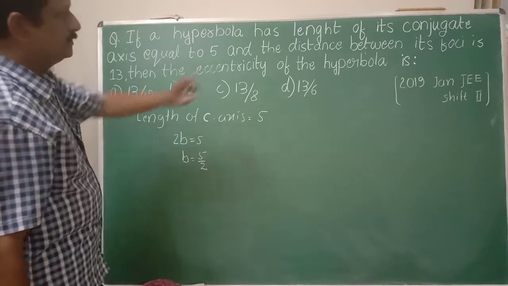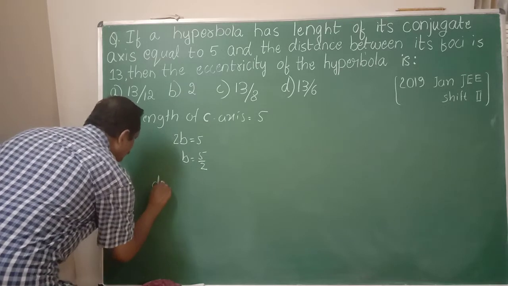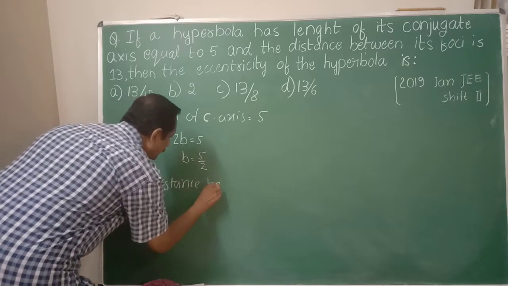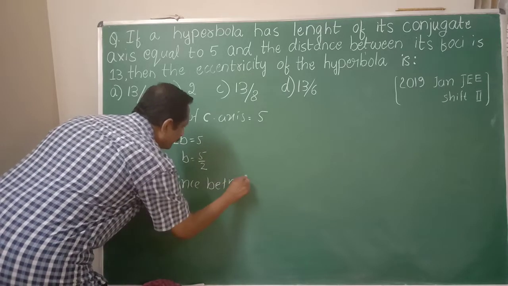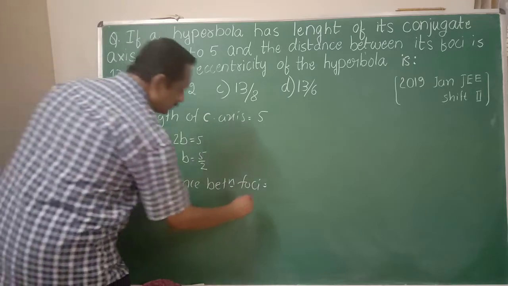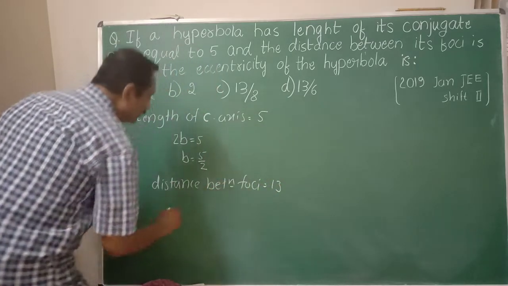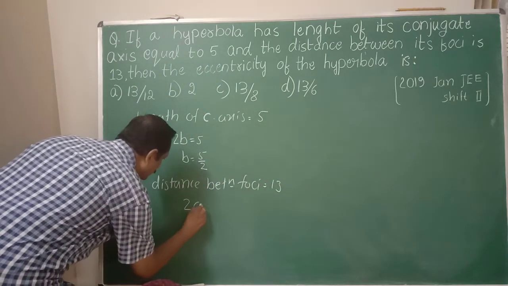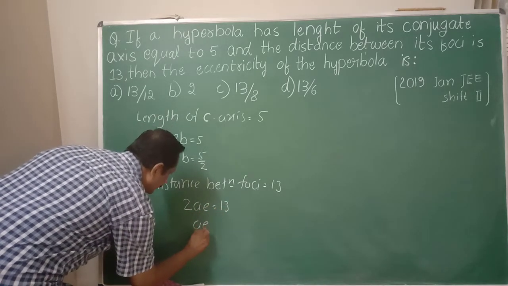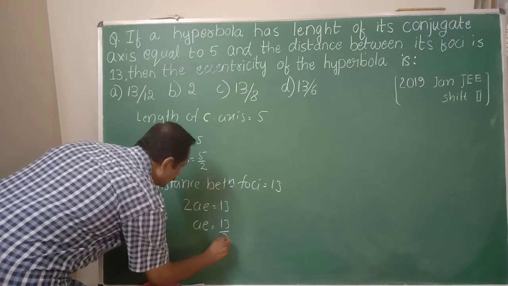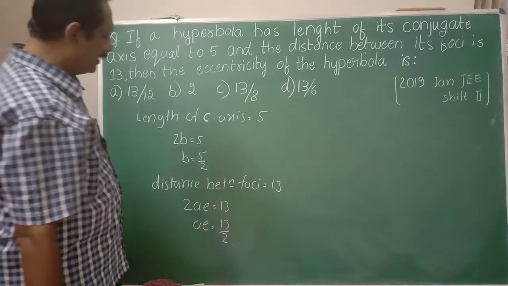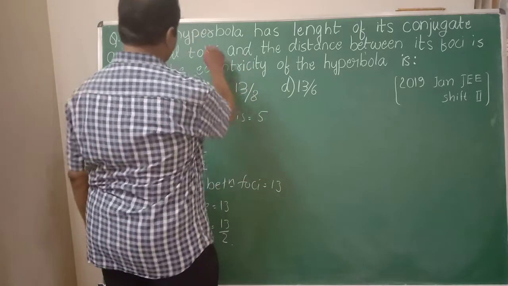And the distance between foci is equal to 13 here. Okay. So the formula is 2ae is equal to 13 here. Hence a into e is equal to 13 divided by 2. a into e is 13 divided by 2. Okay. Therefore it is a hyperbola here.